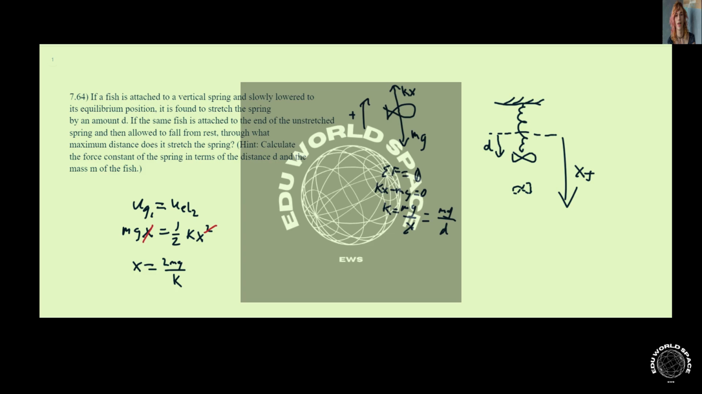We can substitute in what we have for k. That's 2mg over mg over d, and that's going to be equal to 2mg d over mg. And so then we get 2d. That's going to be the distance that it falls to when it's stretched. So we can think of this as: when we have the fish here in this position and we lift it up, we add gravitational potential energy, and then it falls to a point below this equilibrium position at the same distance.